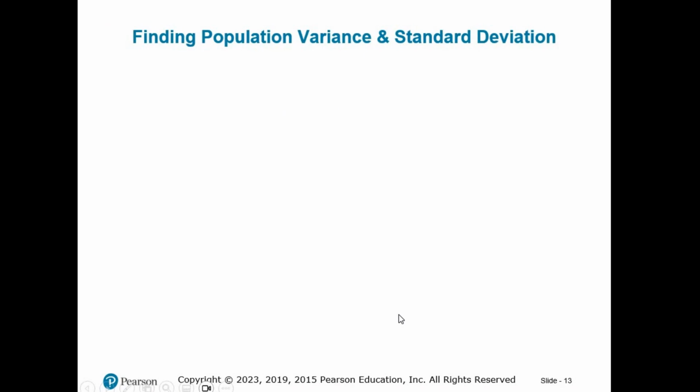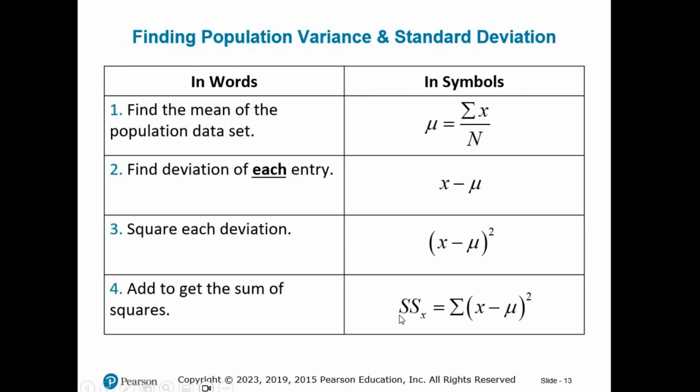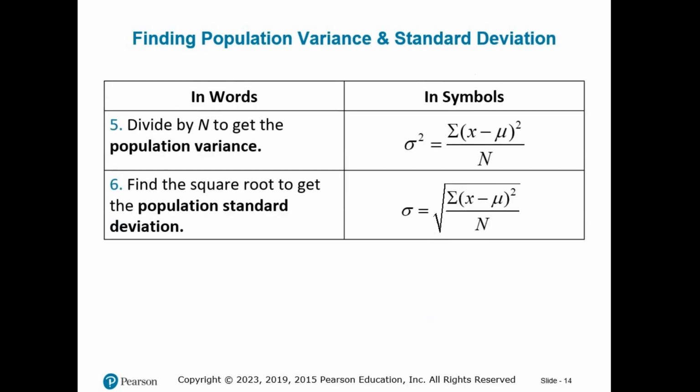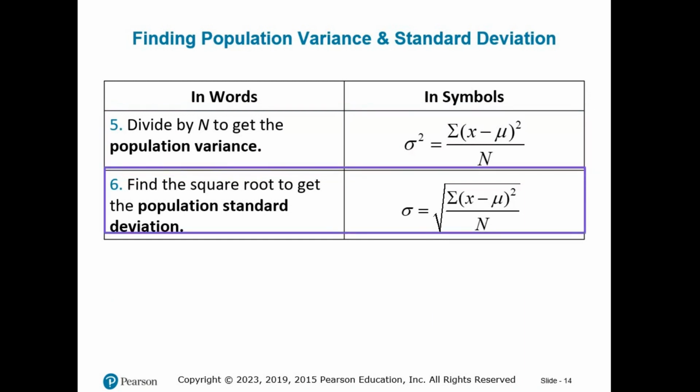Let's look at this both in words and in symbols. To find the standard deviation, we first have to find the mean of the population set, called mu. Then we want to find the deviation of each entry. If you're taking notes, you may want to triple underline that word each. Third, we square each deviation. Fourth, we get the sum of the squares. Remember, this is called the sum of squares, denoted as SS sub x. Next, we divide by capital N, the size of the population. This is denoted by sigma squared. And lastly, we find the square root to get the population standard deviation, denoted by sigma.